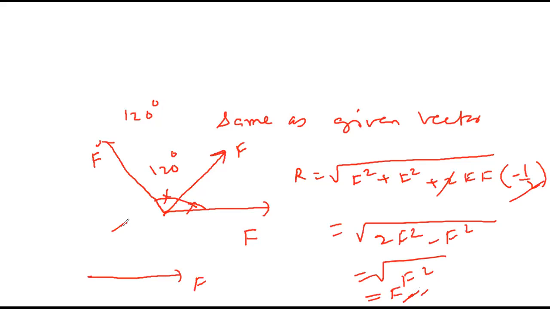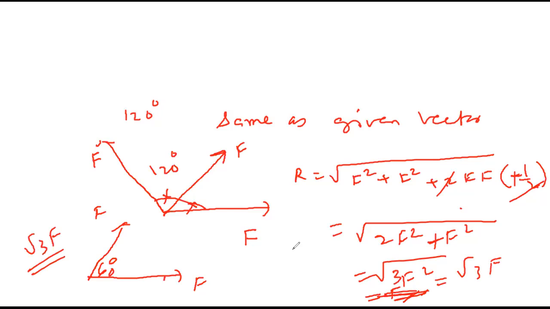Now, if two vectors are equal in magnitude and inclined by 60 degree, now result will be root 3 times F. Angle is suppose 60. What is cos 60? Half, na? So 2, I can cancel. This will become 3F square, which is root 3F. These should be directly remembered now. Root 3F. Clear?